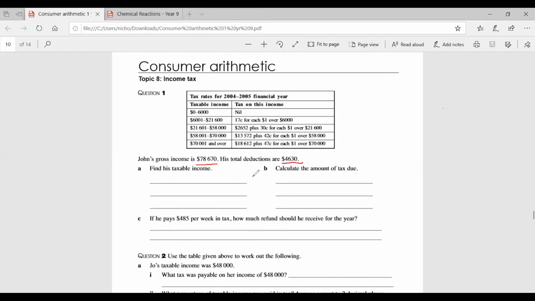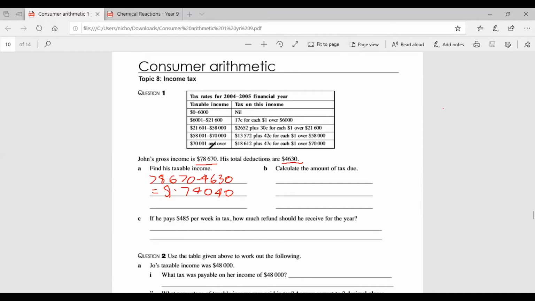So would you just minus the income by the deductions? Yeah. So we go 78,670 minus 4,630. This is going to give us a new value, and this is the income he's going to have to pay tax on. So this is going to give us $74,040, right? So now he has to pay tax on this. He's not paying tax on the 78,000. Does that make sense now?